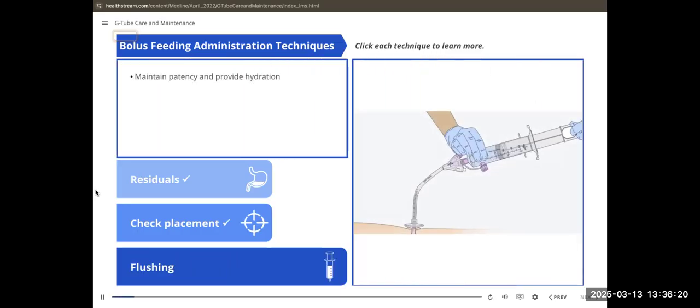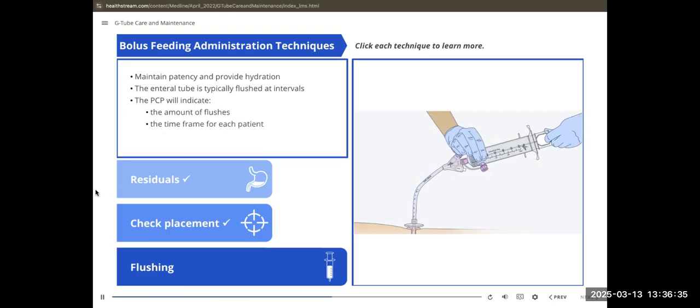Flushes maintain patency and provide hydration. The enteral tube is typically flushed at intervals every couple of hours to maintain patency of the tube. The primary healthcare provider will indicate the amount of flushes and the time frame for each patient. Regarding the residual checking, verification, and amount, all of this will vary per patient and according to the primary healthcare provider.